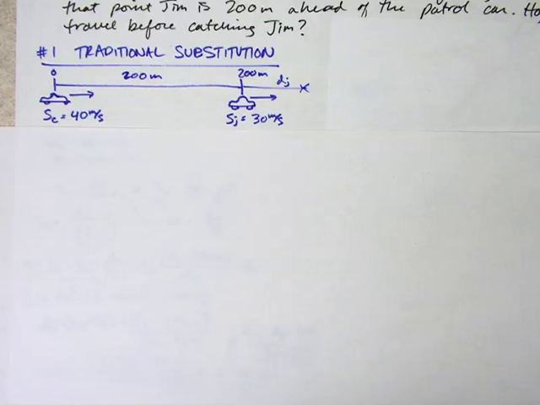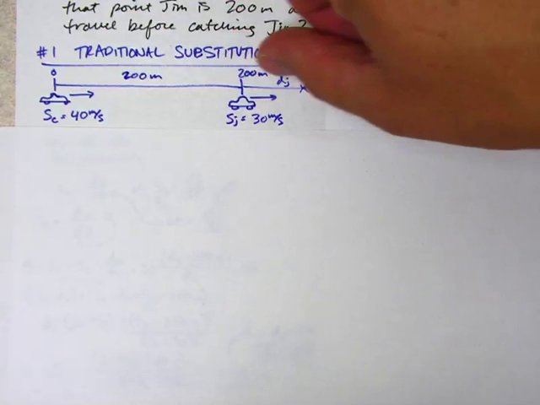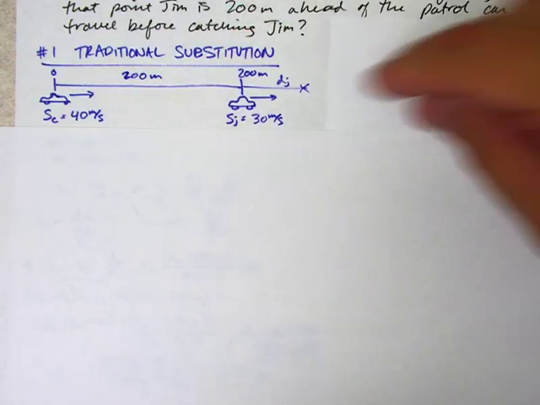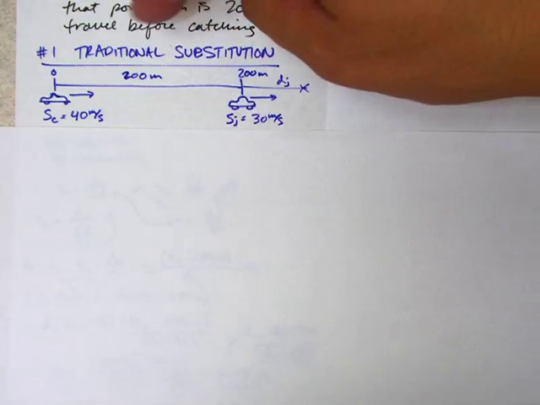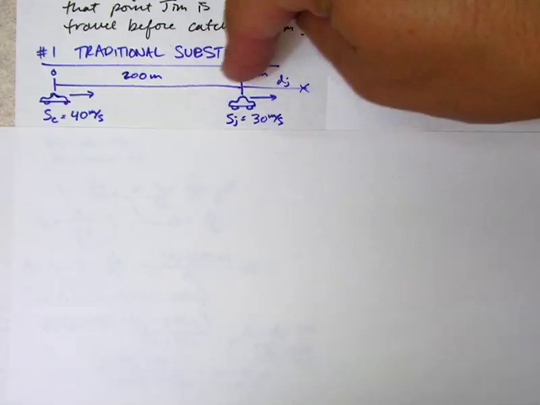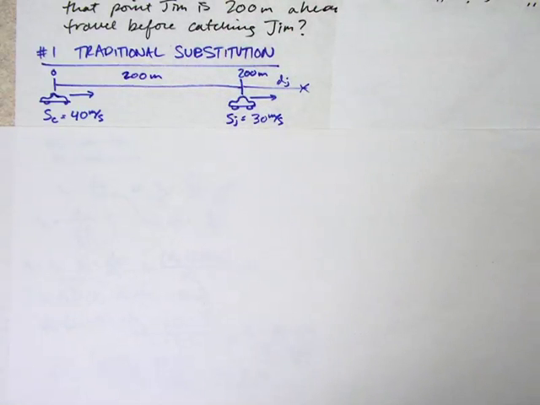So what I'm going to say is, at some point, the cop will catch Jim because he's moving faster, right? If I let enough time go, he's going to close the gap and catch him at some point in time. I don't know when that is, but I know Jim's going to travel a certain distance, which I call d Jim, till the cop catches him, and the cop's going to travel whatever the 200 meters is plus how far Jim travels. So d Jim plus 200 meters. That's an equality we can use to link the 2 problems together.